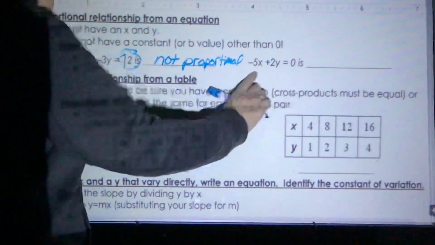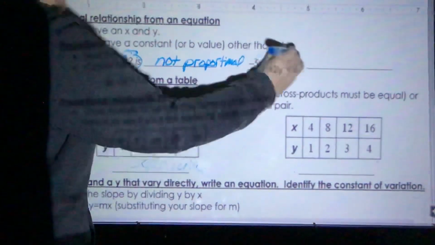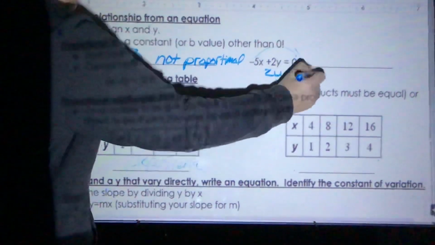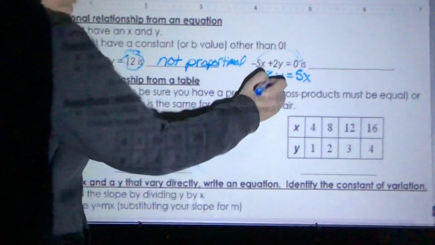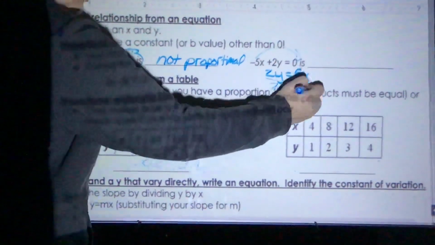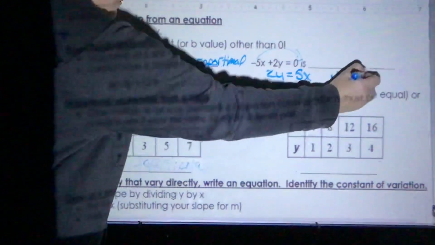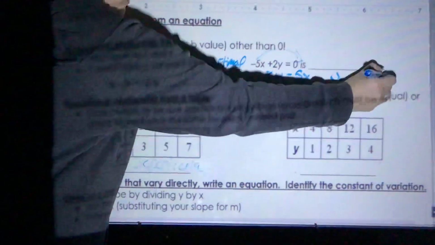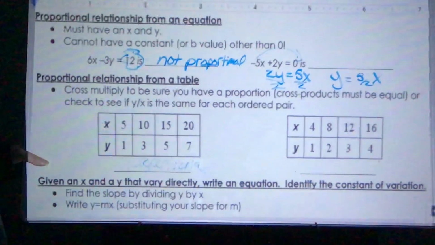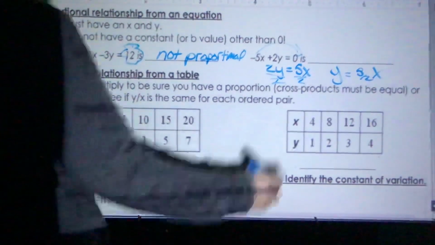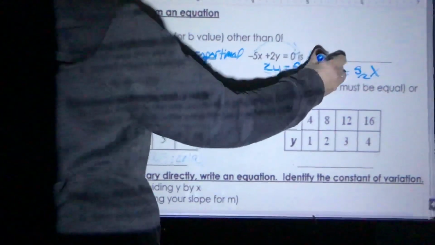Our next equation, if you rewrote this by sending over the negative 5x, you would have 2y equals 5x. That 0 doesn't matter. I'm going to divide by 2 to get y by itself. So I would have y equals 5 over 2 x. It's a y equals mx, or a y equals ax, or a y equals kx. They all mean the same thing. This is proportional.